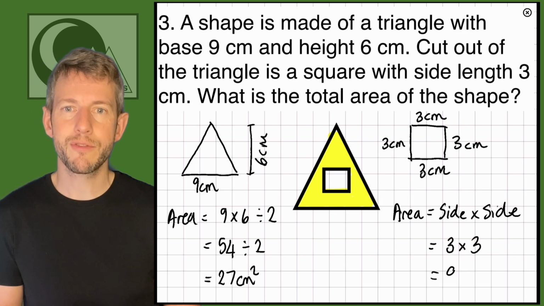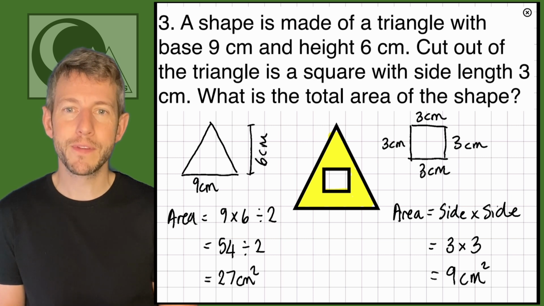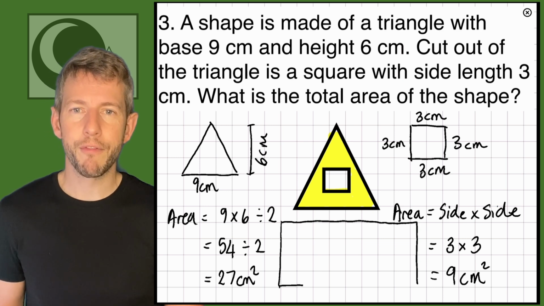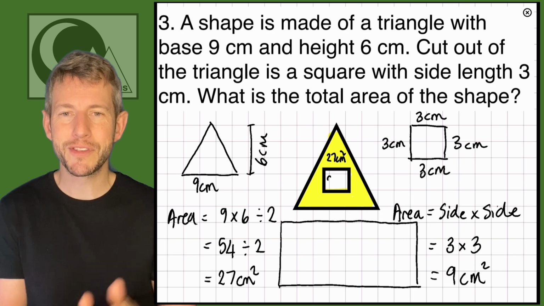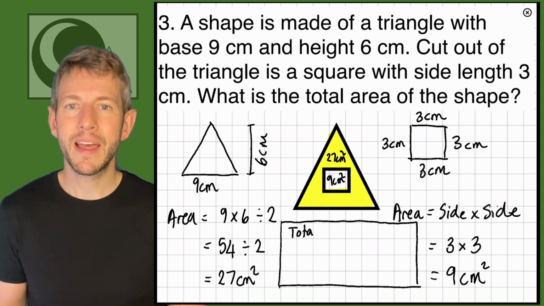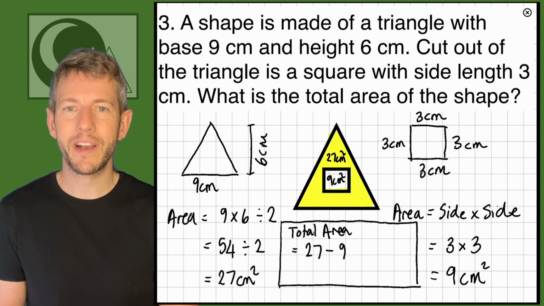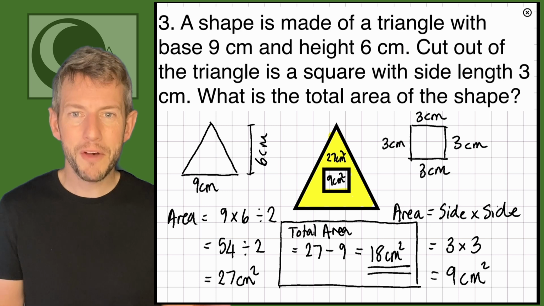So 3 times 3 equals 9. So now we know that the area of the square is 9 centimeters squared. So we've got the area of the whole triangle is 27 centimeters squared, and the area of the square is 9 centimeters squared. Now all we have to do is take the square away from the triangle. So 27 take away 9 equals 18 centimeters squared. Perfect.